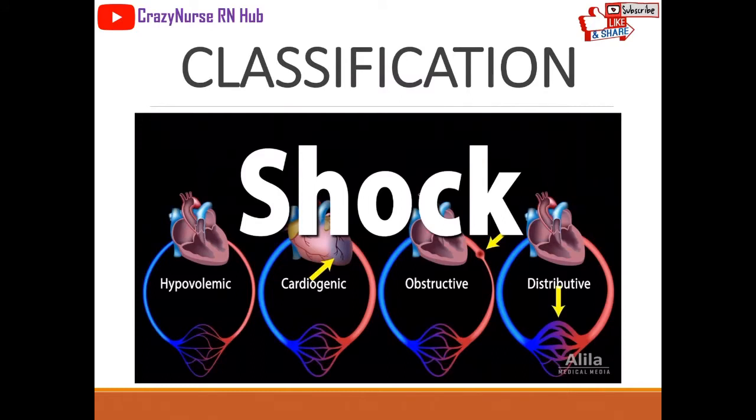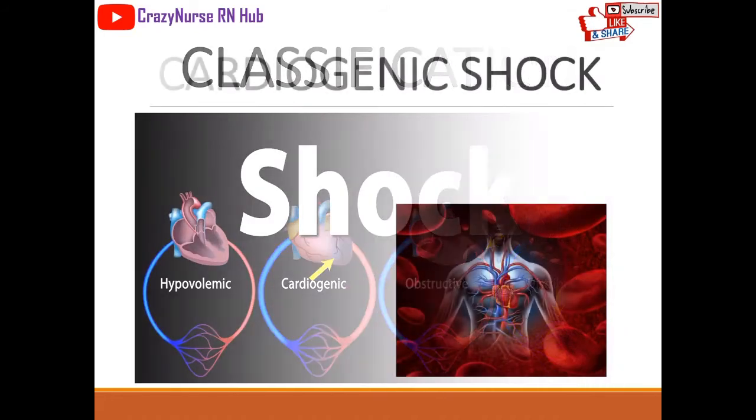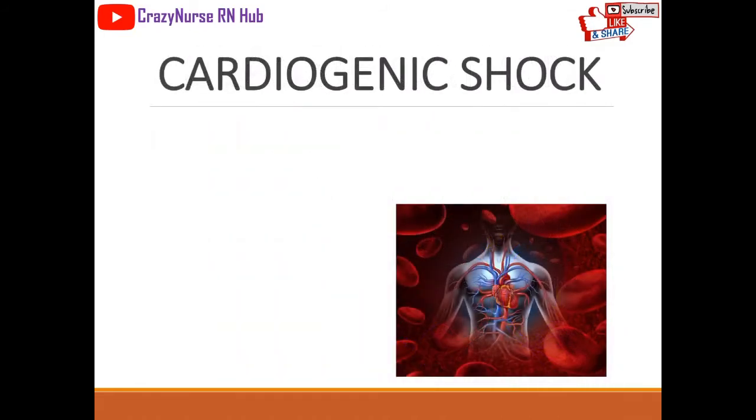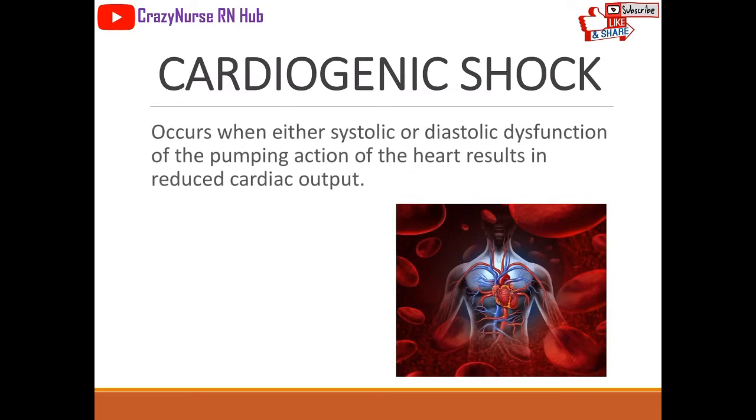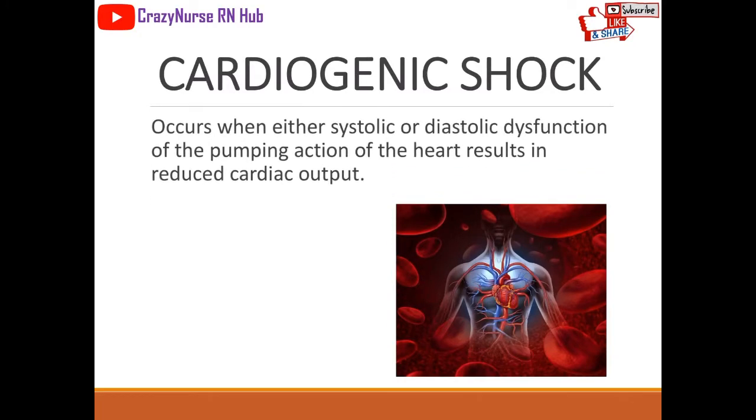The four main categories of shock are cardiogenic, hypovolemic, distributive, and obstructive. Although the cause, initial presentation, and management strategies vary for each type of shock, the physiologic responses of the cells to hypoperfusion are similar. Now let's discuss cardiogenic shock. It occurs when either systolic or diastolic dysfunction of the pumping action of the heart results in reduced cardiac output.